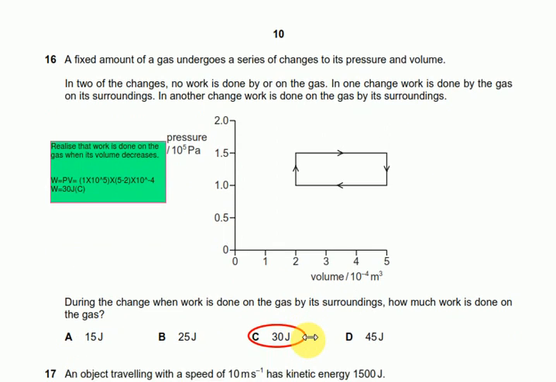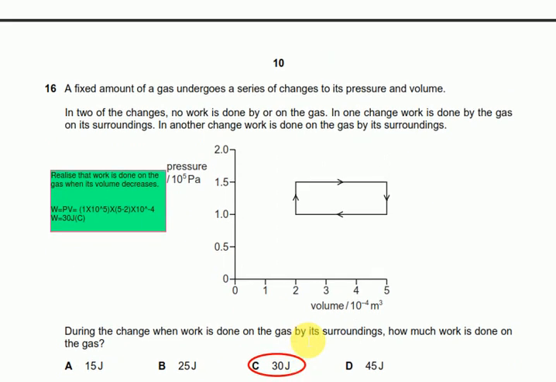Question number 16 says that a fixed amount of gas undergoes a series of changes to its pressure and volume. In two of the changes, no work is done by or on the gas. In one change, work is done by the gas on its surroundings. In other changes, work is done on the gas by its surroundings.